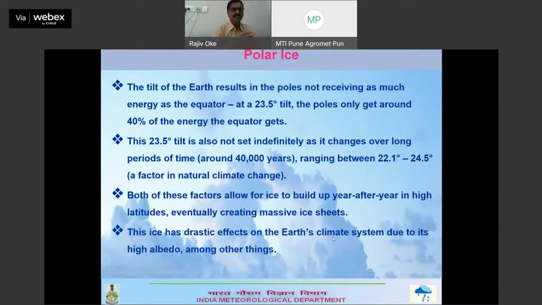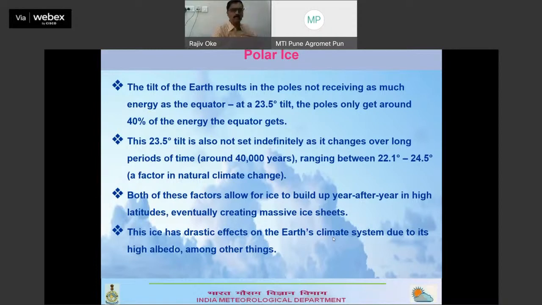Similarly, polar ice is also creating a temperature differential. The tilt of the Earth results in the poles not receiving as much energy as the equator. It is clear that on the equator the maximum sunshine is received, so maximum heat is there, but the poles are at the farther end, and since the Earth's axis is tilted at 23.5 degrees, the poles are getting almost 40% of the energy that the equator gets. This 23.5 tilt is not fixed indefinitely, as it changes over a period of time. Both of these factors allow ice to build up year after year in high latitudes, creating massive ice sheets.